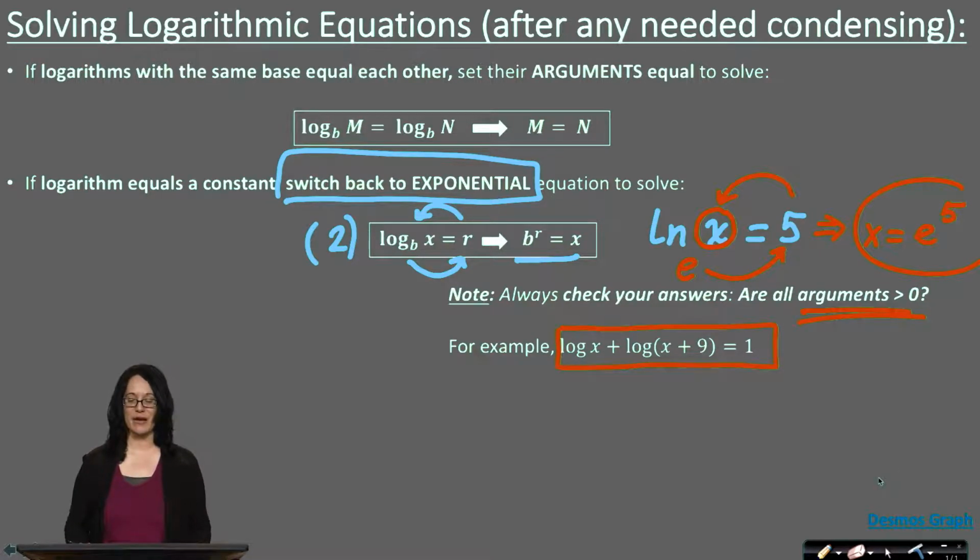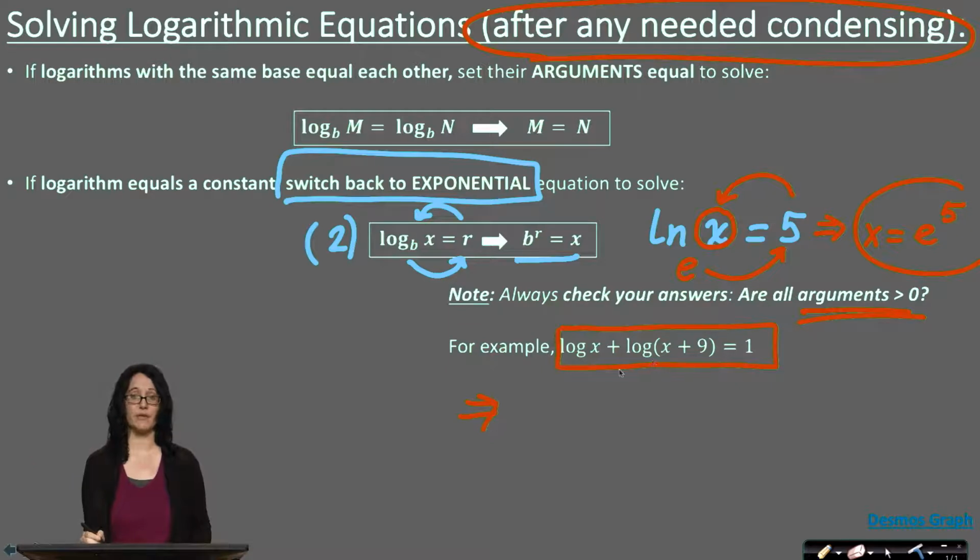Okay, so you have log base 10 of x plus log base 10 of x plus 9 equals 1. In order to get started, what do you think is my first step? If you said condensing, you were correct. Always condense so that you can get a single logarithm on each side of the equation whenever possible. Again, when is that possible? Same base and leading coefficients of 1.